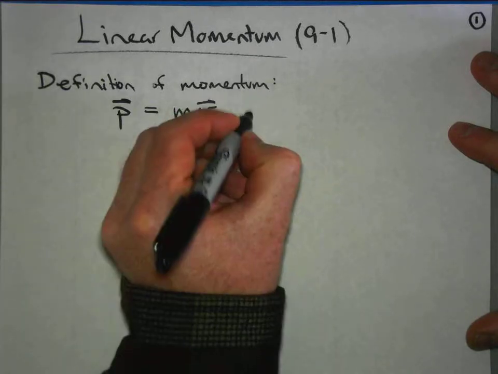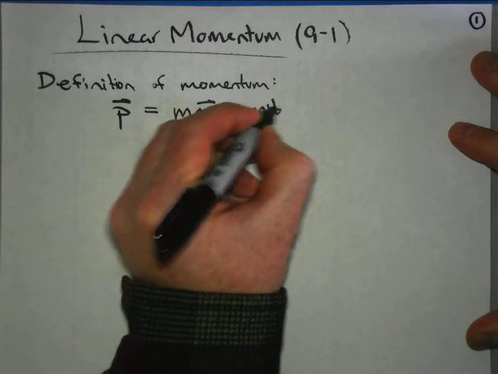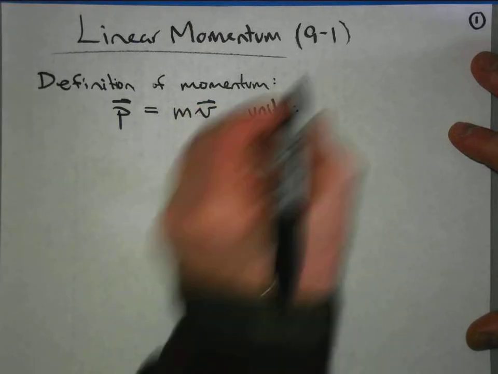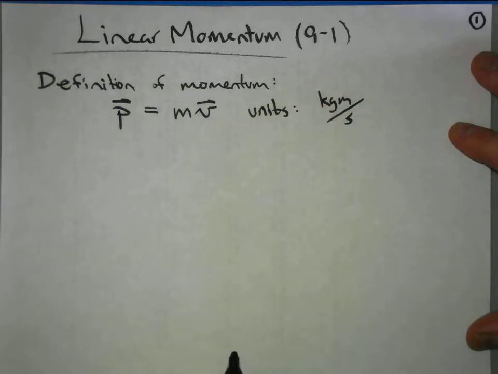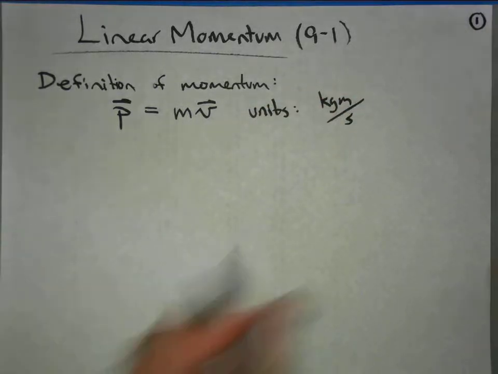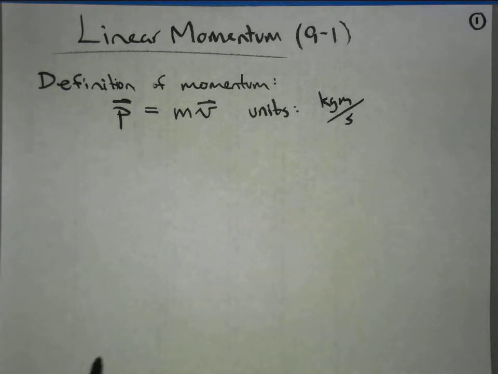Now we have some units of measure. Our SI units of momentum are simply going to be kilogram meters per second. And there is no nice, slick combination for those. You simply say kilogram meters per second.